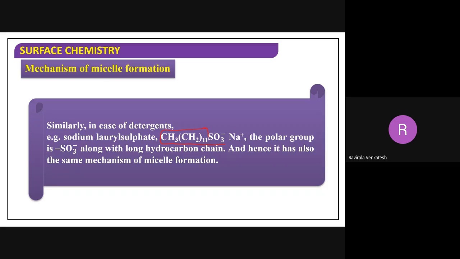This part will again be the tail part, and this part will again be the head part. This will be hydrophilic character, and this will be hydrophobic character. Water will be attached to one, and water will be away from the other. So it can also form the same micelle formation. Just the formula is changed.